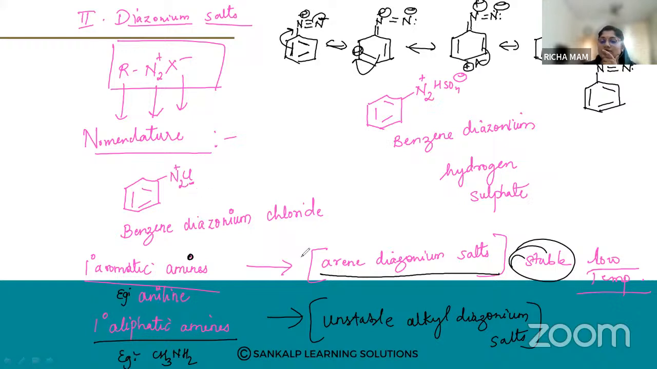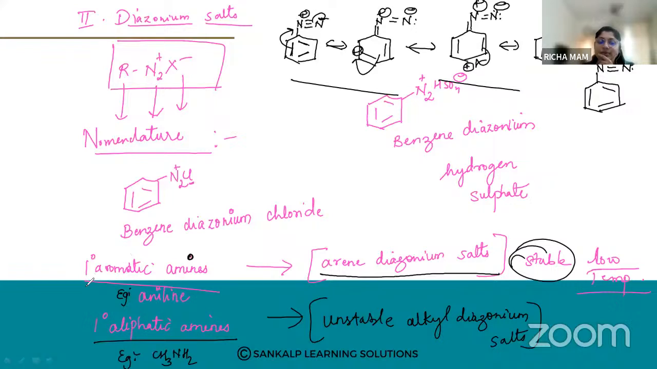So this can be a question: why are arene diazonium salts stable? Then you have to explain with the resonating structures. Primary aromatic amines form stable arene diazonium salts because they undergo resonating structures. This is the reason, and this is the important thing that you have to remember.